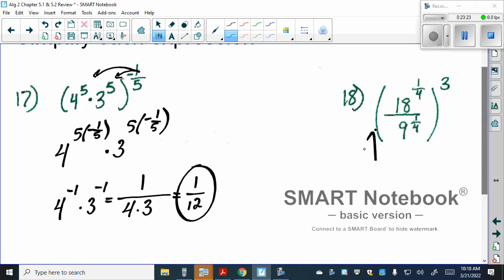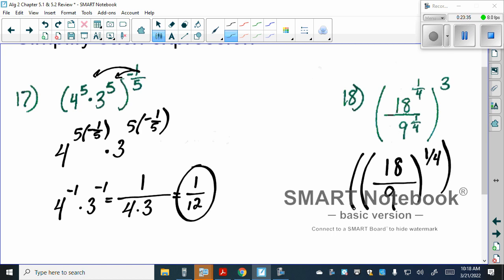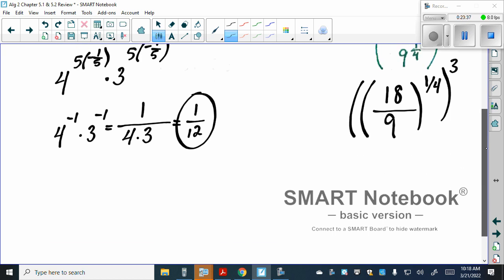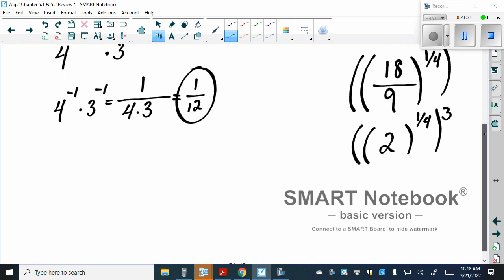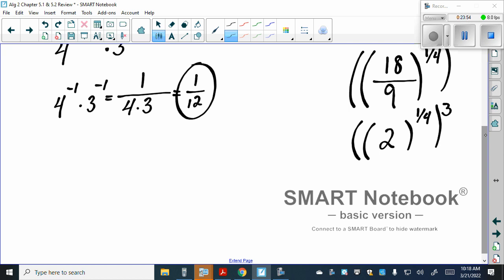So what we could say is that this is 18 over 9 to the 1/4, to the 3rd. Well, 18 divided by 9 is 2. So we did that so that we could actually divide those two and simplify it a little bit easier.